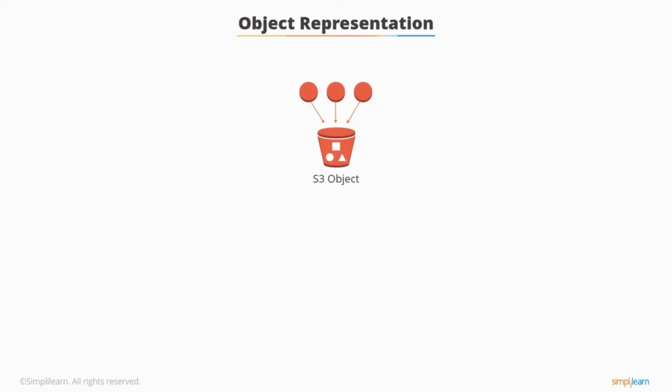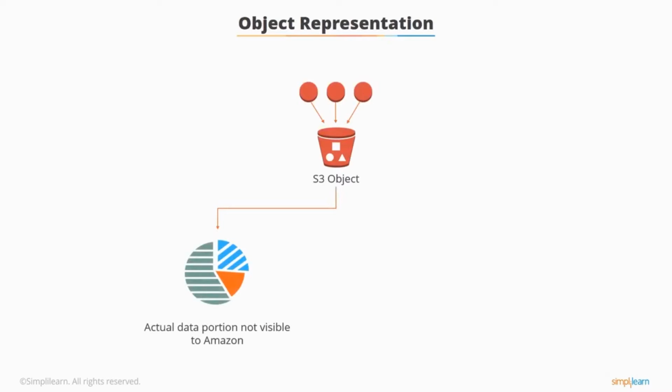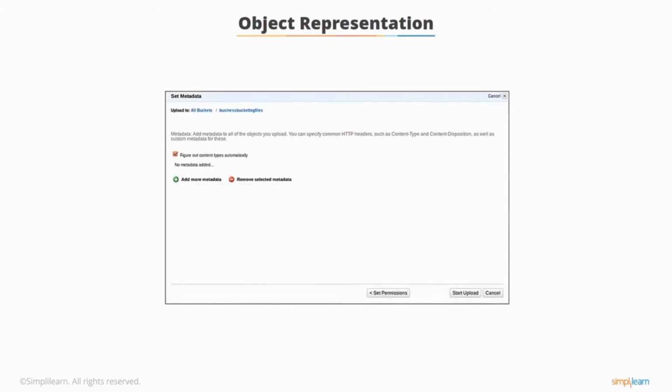The object representation of a file consists of the actual data portion, and this information is not visible to Amazon. The other part of the file is metadata. It refers to name-value pairs that help in storing information, such as last modified date and time, content type, and other HTTP metadata. Amazon even provides you with the option to maintain custom metadata.